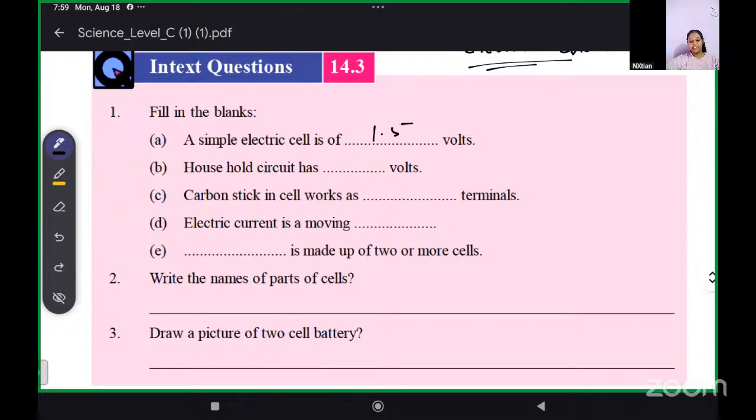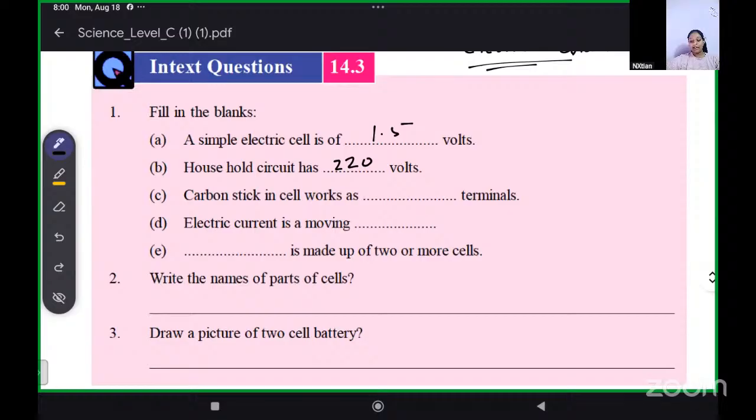Household circuit has dash volts, Abraham. 220 volts. Ma'am, that differs, right? Because in certain areas, I read that in the US somewhere it has 120 volts. Yes, Abraham, it differs.